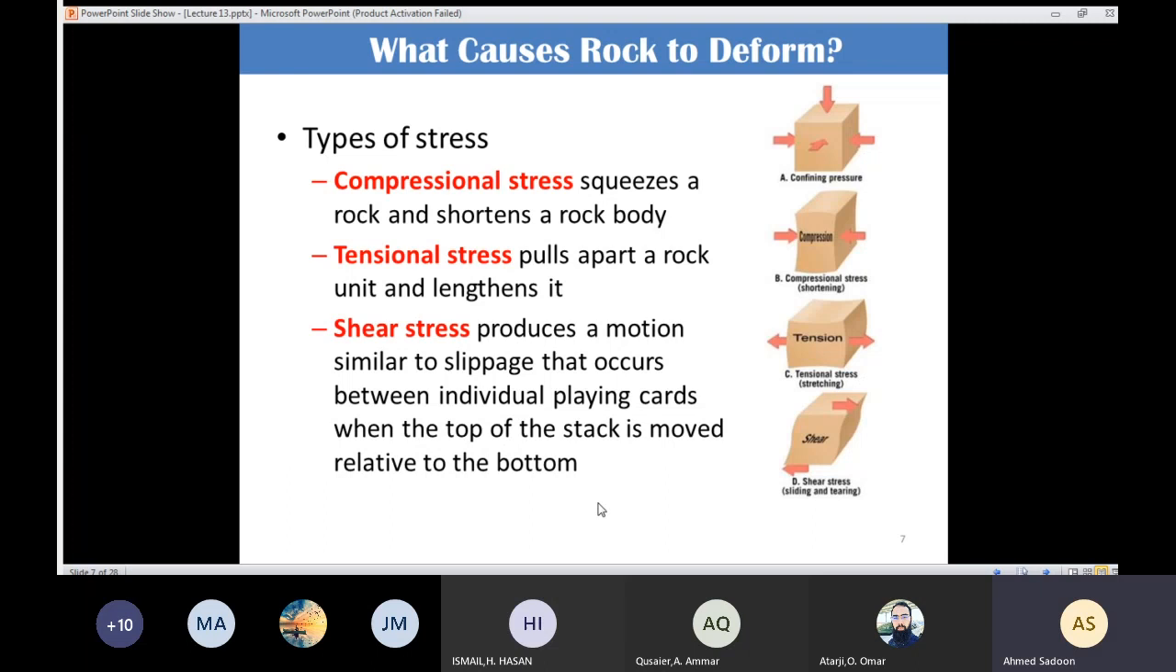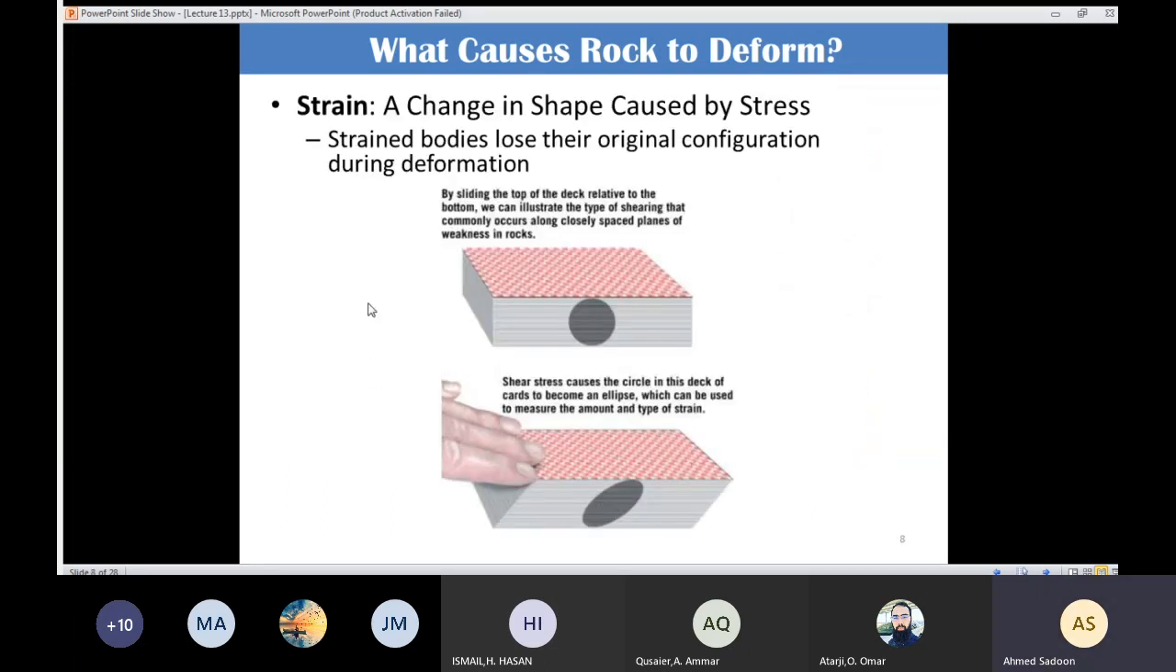So let's move on. Like I said, if you have stress, it means that you are going to have strain. So strain means that I have a change in the shape caused by stress. When I have stress, I'm going to have a change in the shape of the rock, and we call this strain.